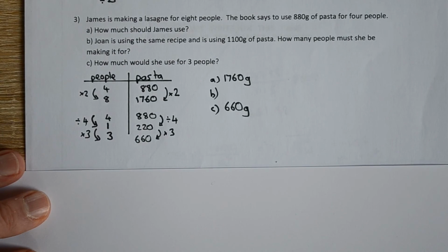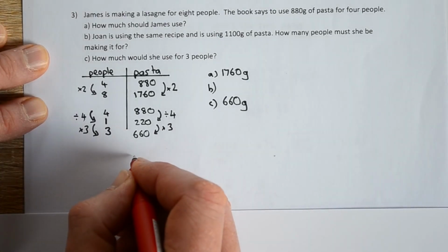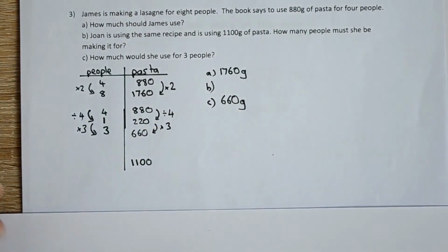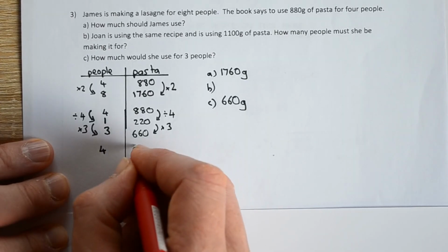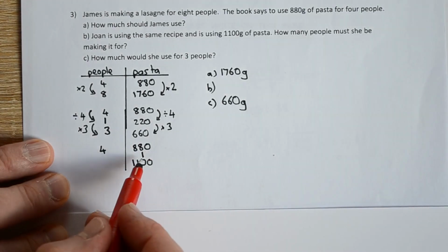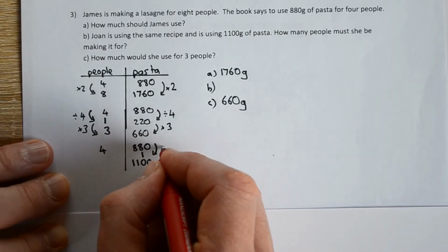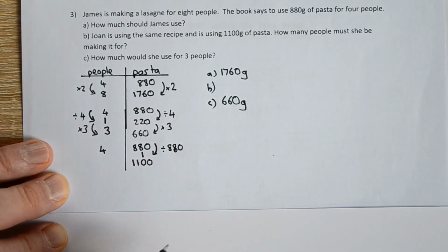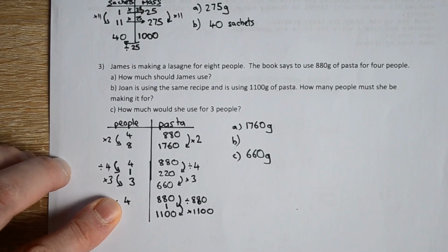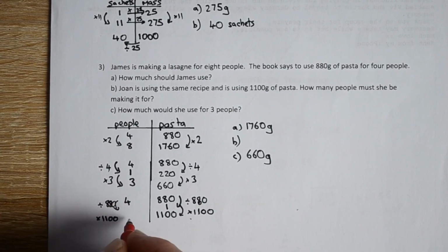How about B? So this time we're told the amount of pasta, but not the number of people. And again, working from the initial amount, we can use the same trick. We can say, right, on the pasta side this time, let's find out for 1 gram and then work up to 1100. How do you get from 880 to 1? That's right, you divide by 880 and then multiply by 1100. So we're going to do the same to the other side. So we've got 4 people, we're going to divide and then multiply. Divide and multiply. And that gives us an answer of 5.